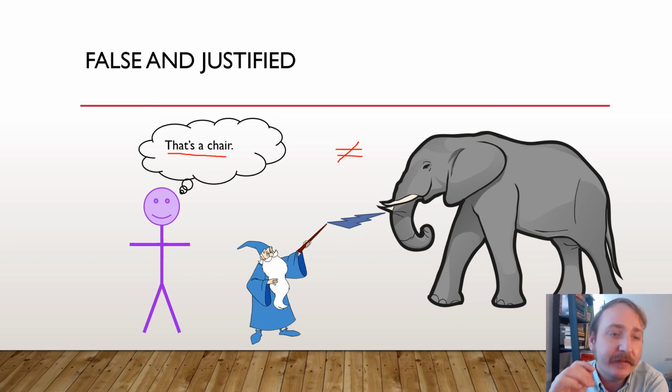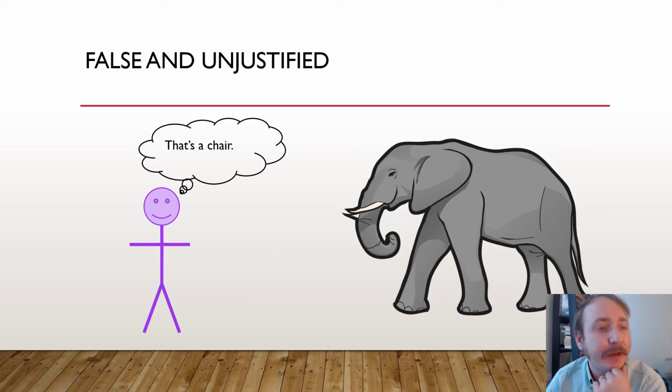So in this case, this person's belief is false because it doesn't match up with reality, but it is justified because, again, you're justified in believing something that's right in front of you. Finally, fairly simply, a belief is false and unjustified when it doesn't match up with reality, and the process that you use to arrive at that belief is not a good one, right? Is not truth tracking. So in this case, this guy looks at this elephant that's right in front of him and thinks, that's a chair, right?